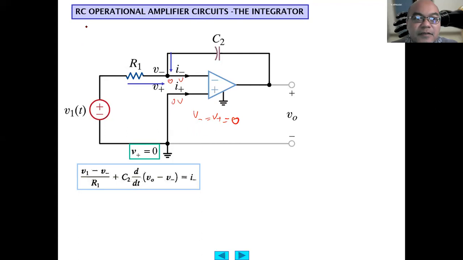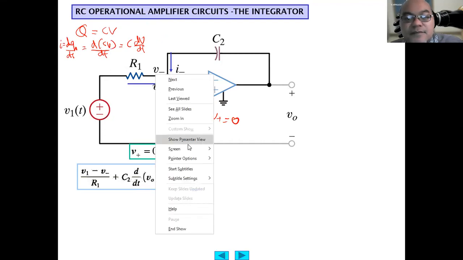Remember the basic capacitance law is Q equals C V. And dQ/dt is the current, I equals dQ/dt, which equals d(CV)/dt. Since the capacitance is usually constant over time, this becomes C dV/dt. This is the differential form of the capacitance law. Remember this from the previous discussion.